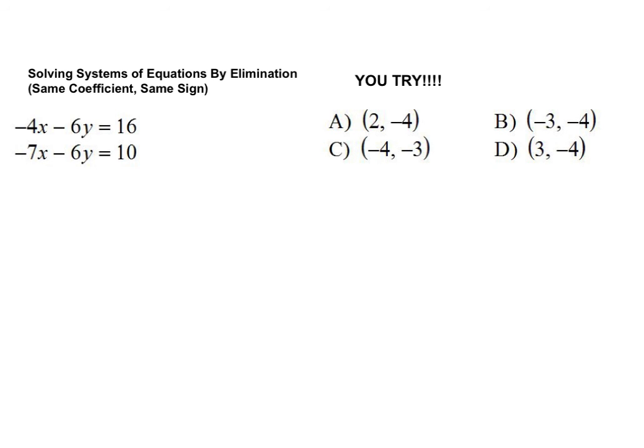Now you try. Here you have a system where you have the same coefficients and the same sign. Identify what the solution should be.